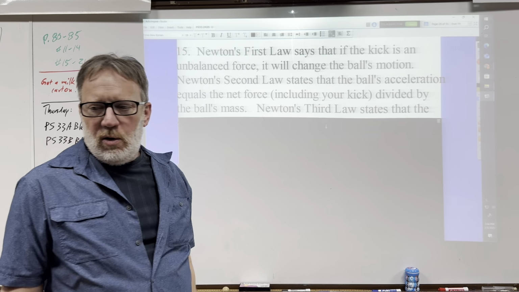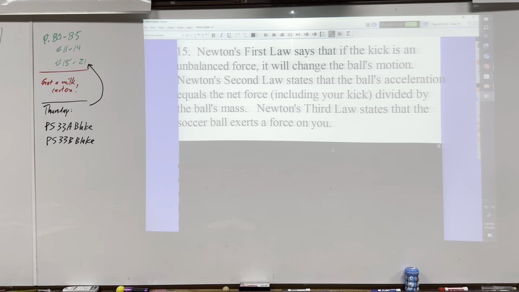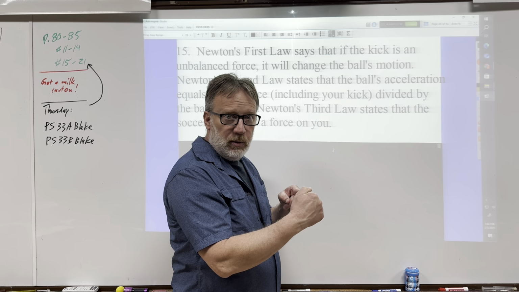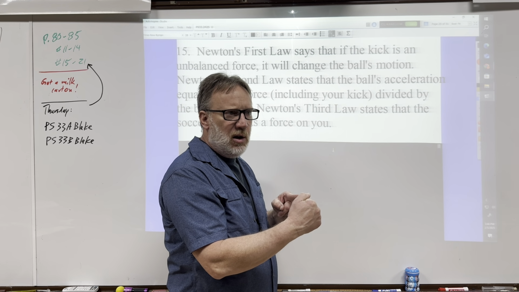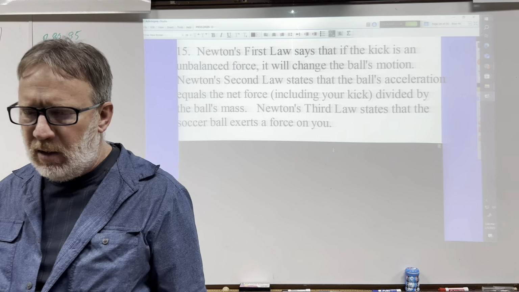And the third law states that as you kick the ball, the ball will actually also exert a force on your toe, equal and opposite. So you may have to kick it a certain way or wear a special shoe or something like that. I know in football, the kicker usually wears a special weird-looking shoe.